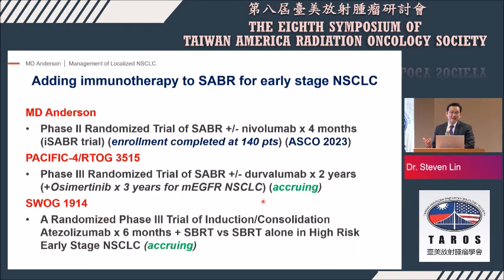And therefore, there's a need for adding adjuvant therapy after SBRT, SABR. So at MD Anderson, a phase 2 randomized trial called iSABR was completed, also conducted by Dr. Chang, about a year and a half ago. He's actually reporting at ASCO. And then, of course, there are 2 randomized trials called PACIFIC-4 as well as SWOG 1914 that are currently ongoing. These are phase 3 randomized trials, using either durvalumab or atezolizumab. So hopefully this will further improve the outcomes for patients who receive SBRT.